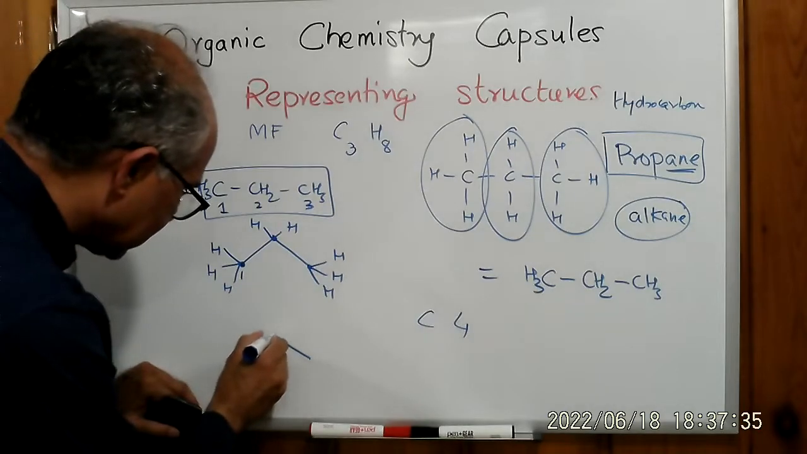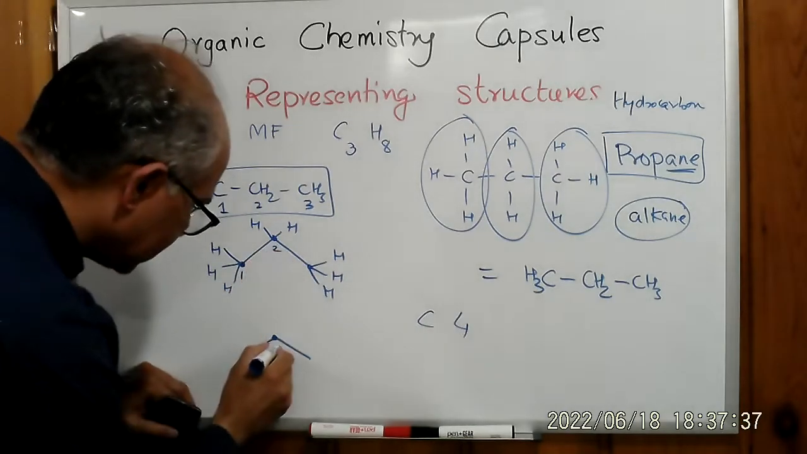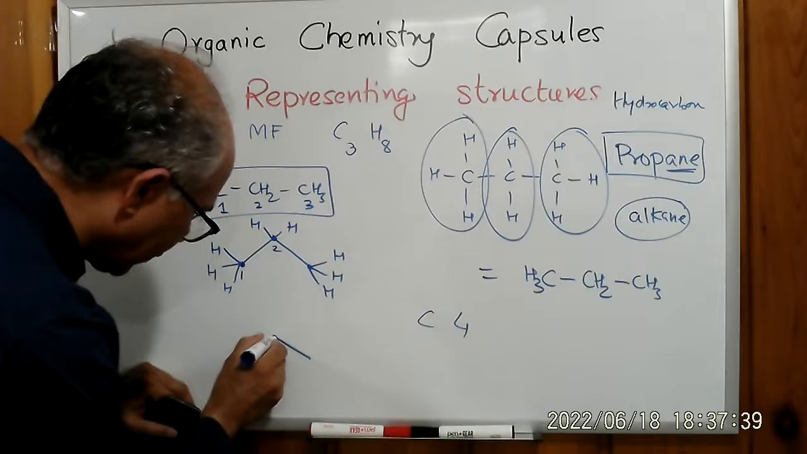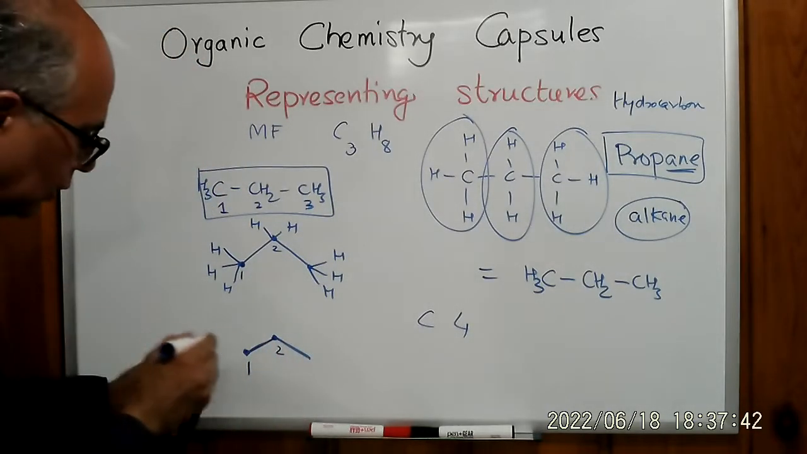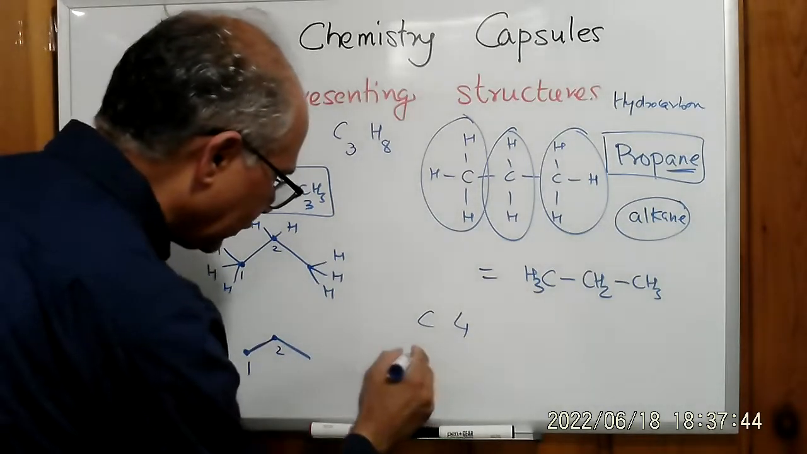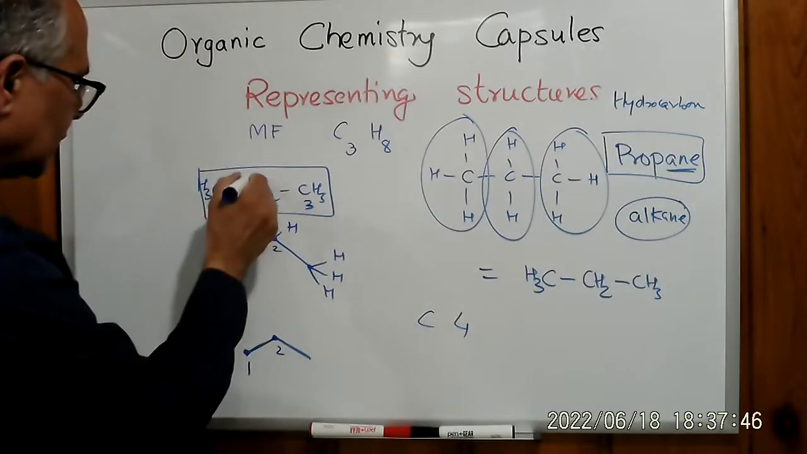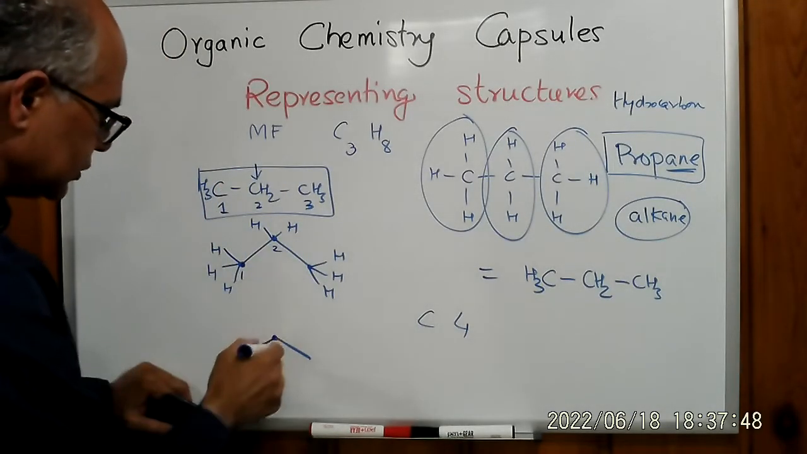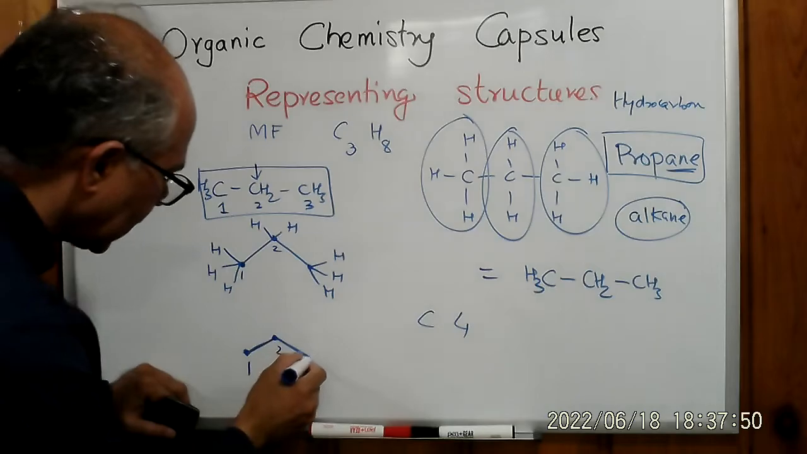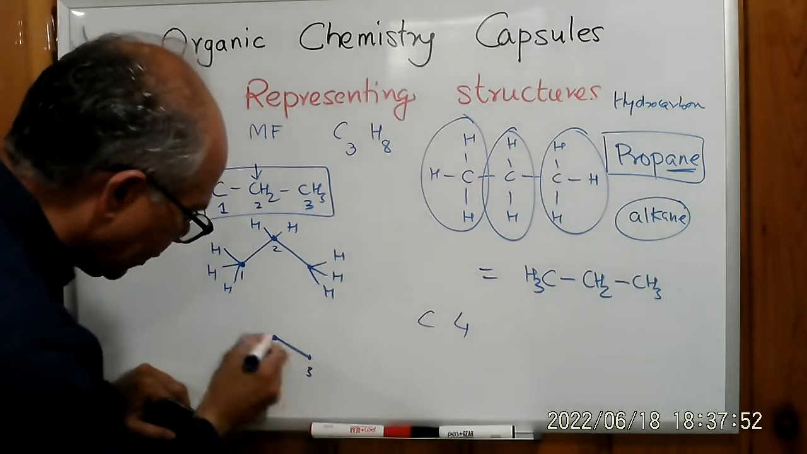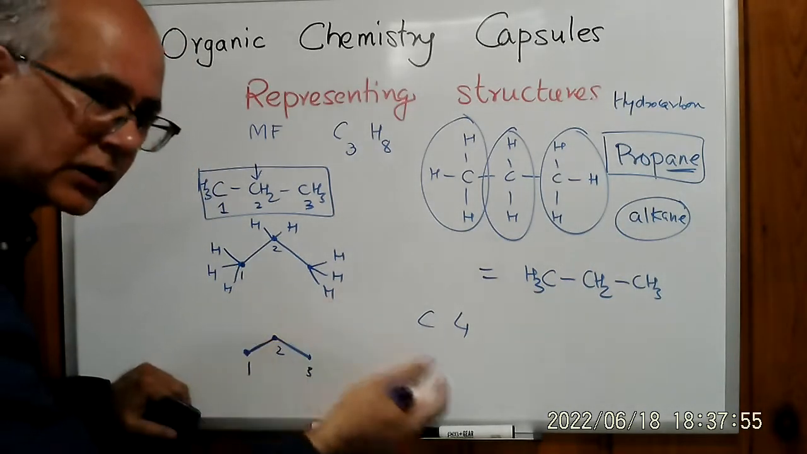Okay. Now let's go to carbon 2. Carbon 2 is forming 2 bonds. 1 bond there, 1 bond there. So carbon 2 will have only 2 hydrogens. So see this, 2 hydrogens, omitted them. And carbon 3 forms 1 bond with carbon 2 and the other 3 are hydrogens.